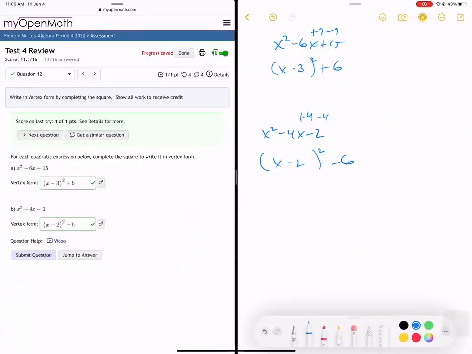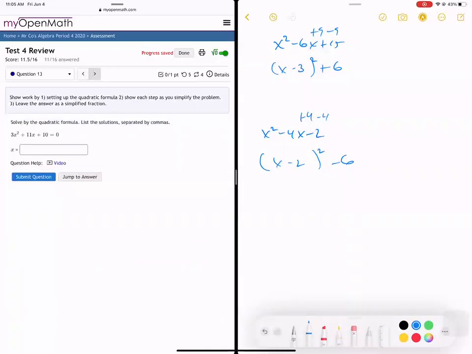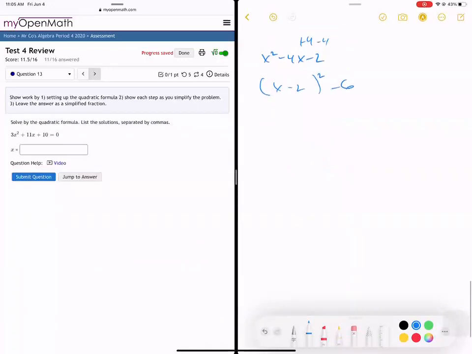All right, let's keep going. Okay, now quadratic formula time. If you read the top, it says you have to first show the work by setting up the quadratic formula, second, show each step as you simplify the problem, and third, leave the answer as a simplified fraction. 3x squared plus 11x plus 10 is equal to 0.